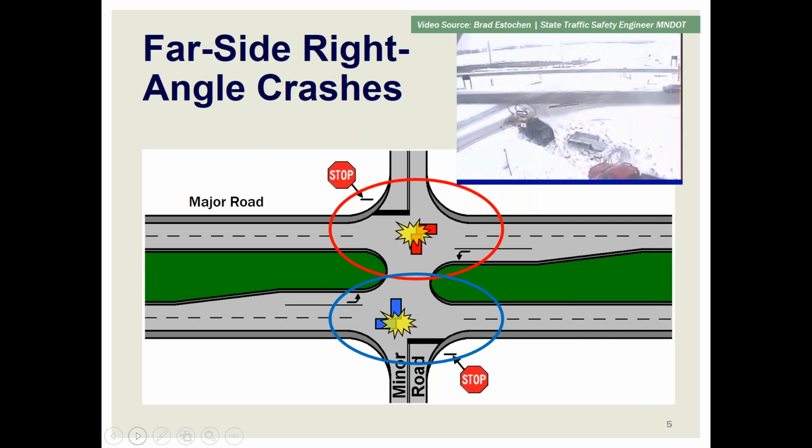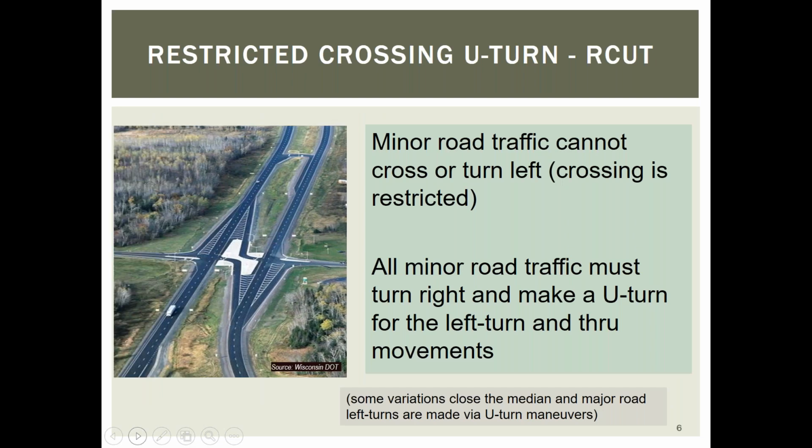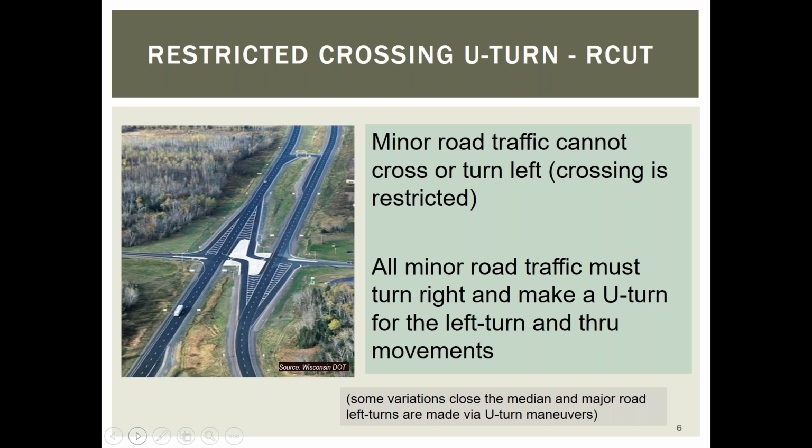So if you see these far side right angle collisions on a typical rural divided highway, open median type intersection, you're not alone. It's a very common safety problem. And that's really where the R-CUT, the restricted crossing U-turn intersection, has its niche, or at least has its initial core niche.